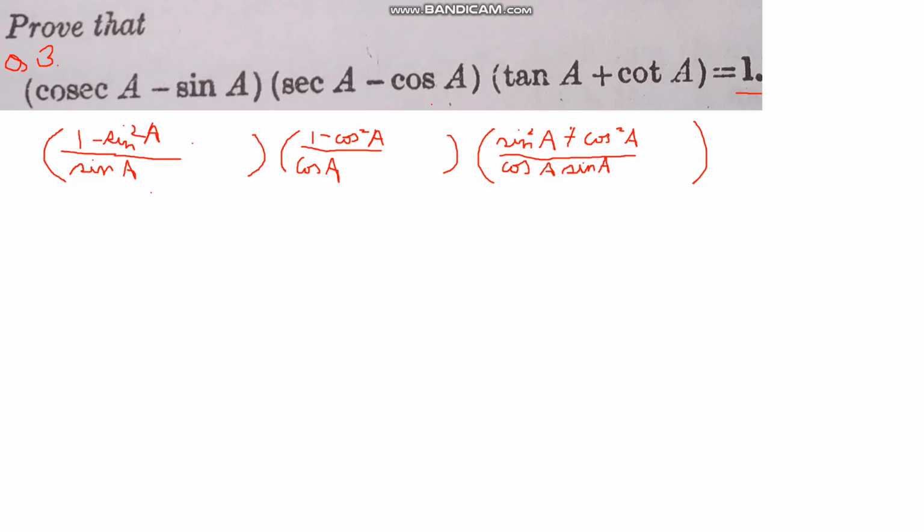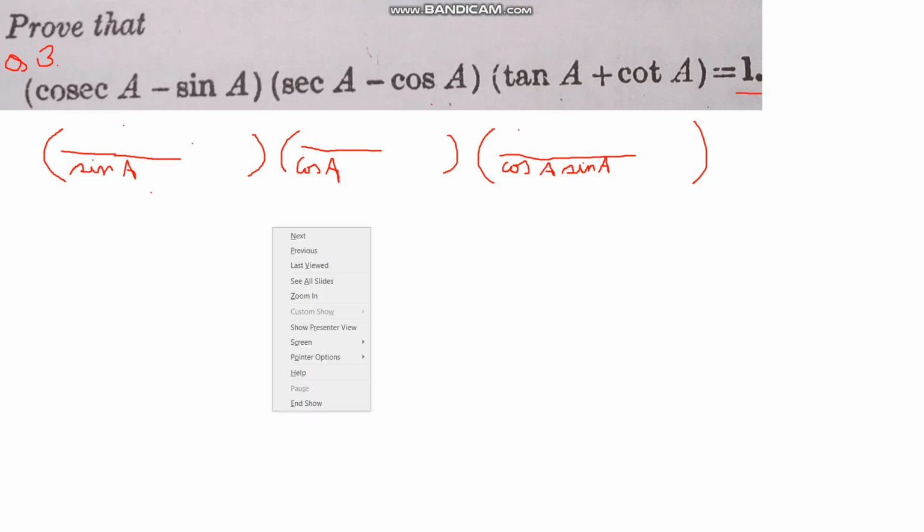Now, this is equal to 1. This cuts down to be 1. This is again cutting down to 1. This is nothing but sin square A. This is nothing but cos square A. Sorry, this is cos square A, and this is sin square A. This is 1.